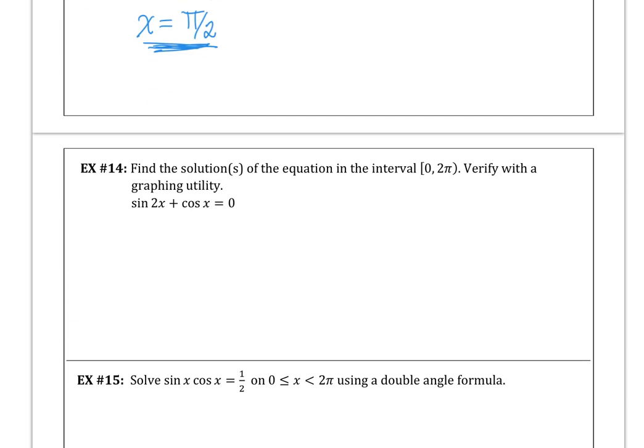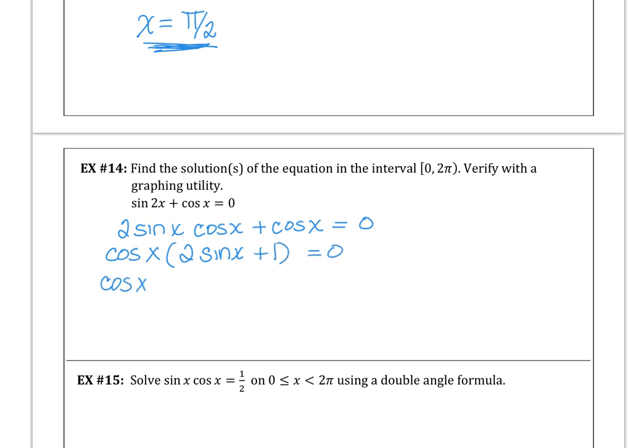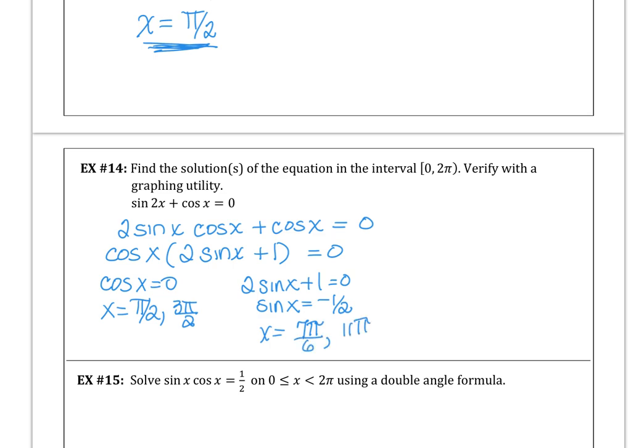We want to find the solutions on 0 to 2 pi and again verify it. Using our double angle formula, the sine of 2x is 2 sine x times cosine x plus cosine x is equal to 0. We can factor out a cosine of x and end up with 2 sine x plus 1. Solve the first factor. Where is cosine 0? That would be at pi over 2 and at 3 pi over 2. And then where is 2 sine of x plus 1, 0? That would happen where sine is negative 1/2. And there's 2 locations on our unit circle where sine's negative 1/2. That would be 7 pi over 6 and 11 pi over 6.